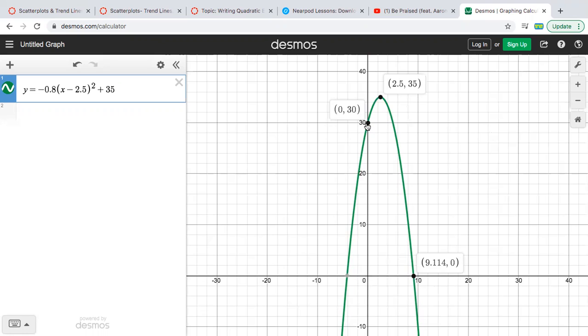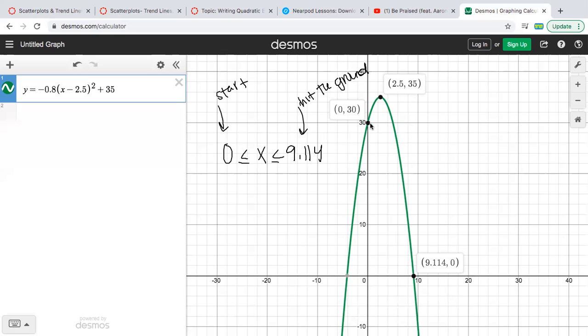Now, if I was talking about domain here, the x from the lowest x to the highest x. Usually you say x is all real numbers, but we're talking about time in a basketball. Would this negative part right here matter at all? No, I can't have negative seconds. And if the ball hit the ground, does this right here matter at all? No, because I'm not going underground. So my domain would be 0 is less than or equal to x is less than or equal to 9.114. Because this is when Noah started throwing the ball, and this is when the ball hit the ground.